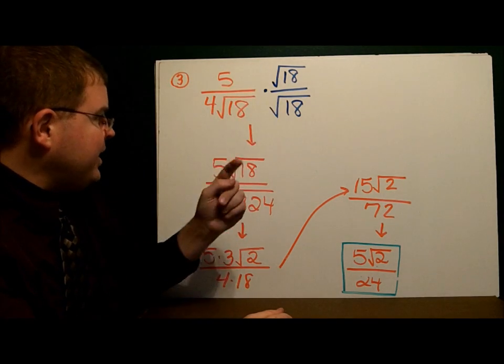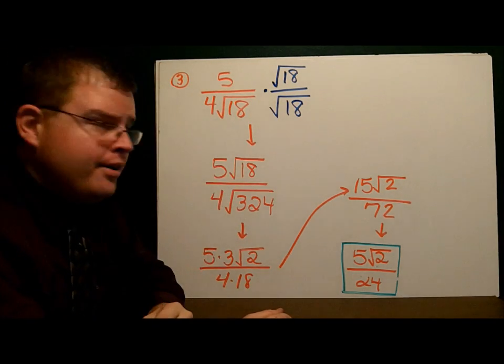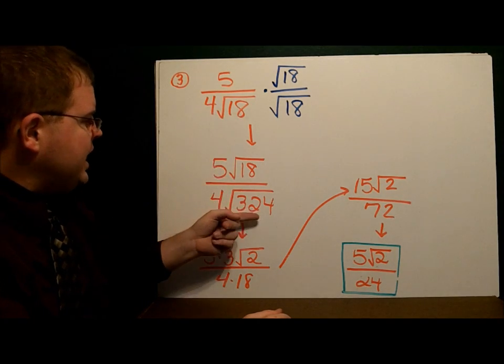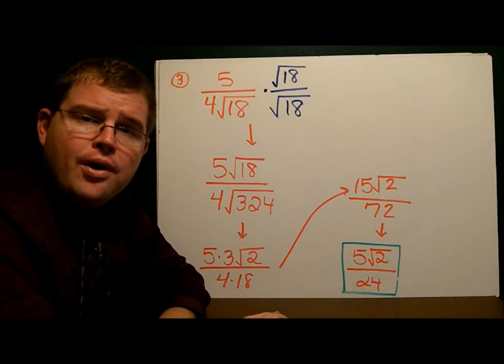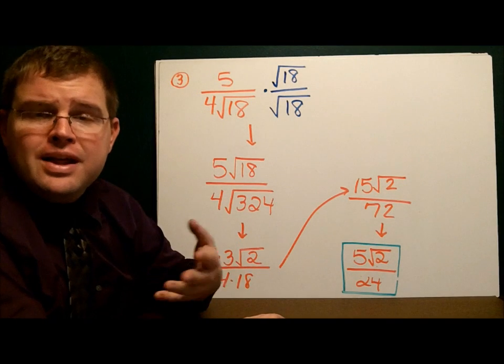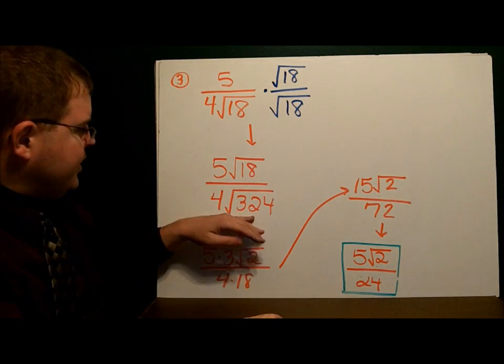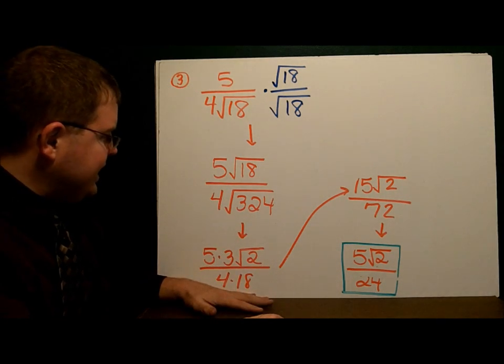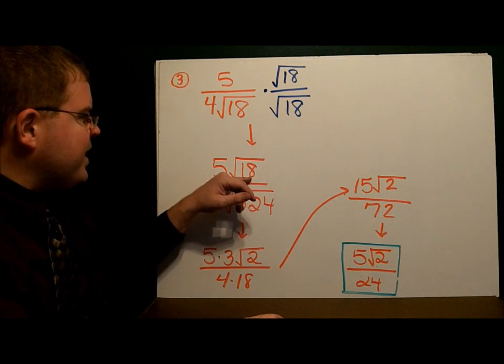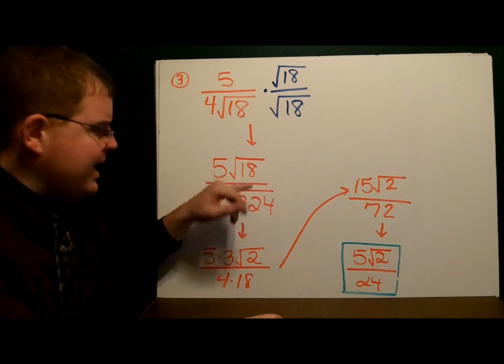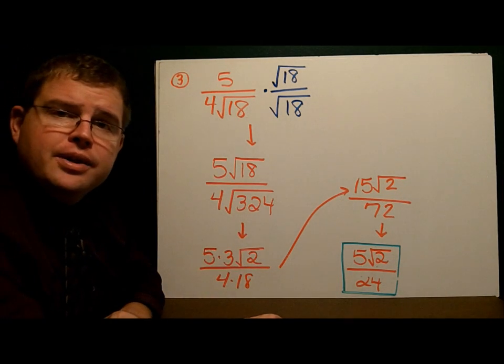That gives me 5 times the square root of 18 in the numerator, and 4 times the square root of 324. And it just so happens that 324 is a perfect square. Square root of 324 is 18. And when I simplify the square root of 18, I get 3 square roots of 2.